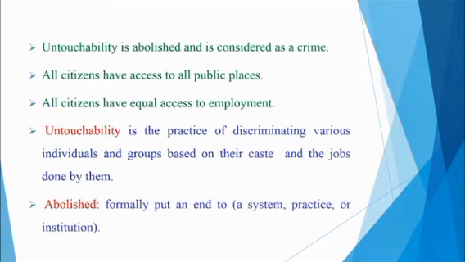Untouchability is abolished and is considered as a crime. So, what is meant by untouchability? Untouchability is the practice of discriminating various individuals and groups based on their caste and the jobs done by them. Abolished means formally put an end to a system, practice, or institution. So, untouchability is abolished, which means put an end to a practice and is considered as a crime.